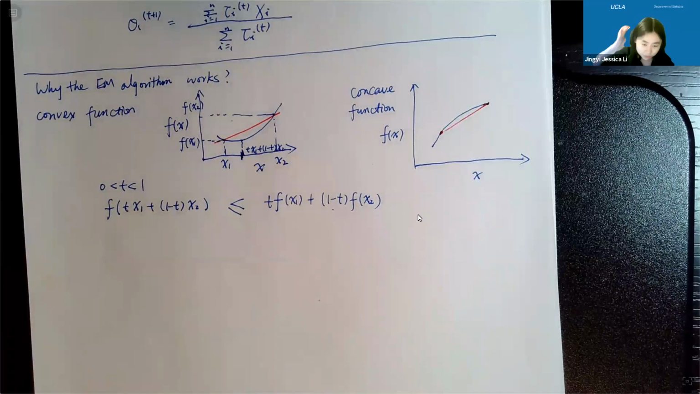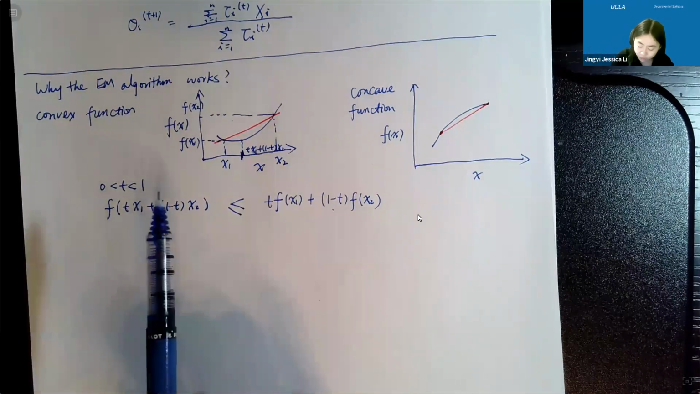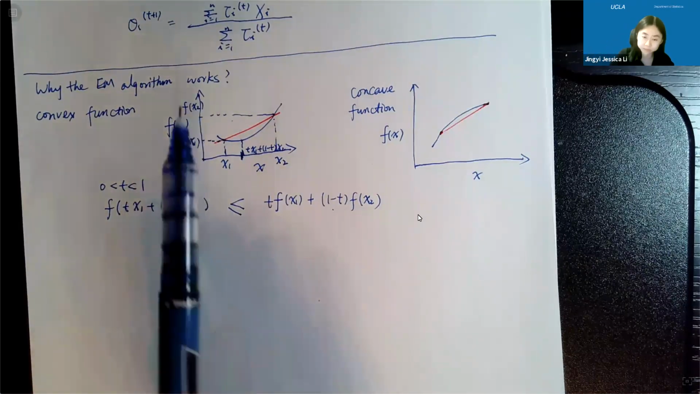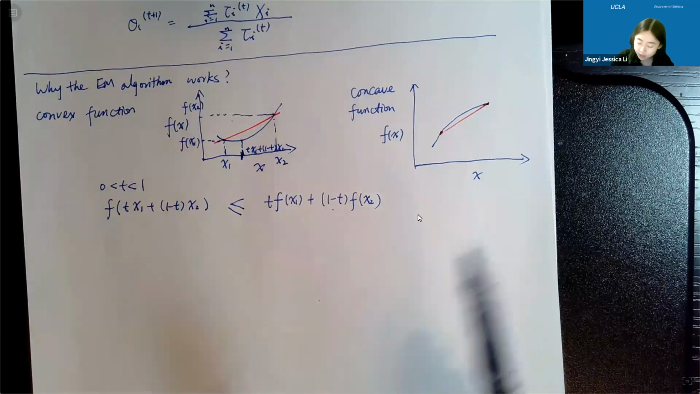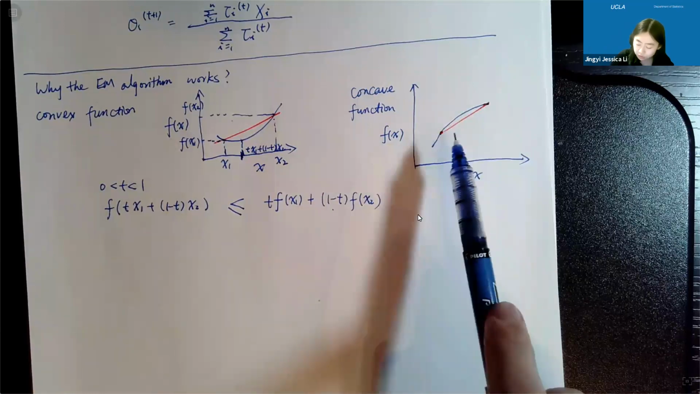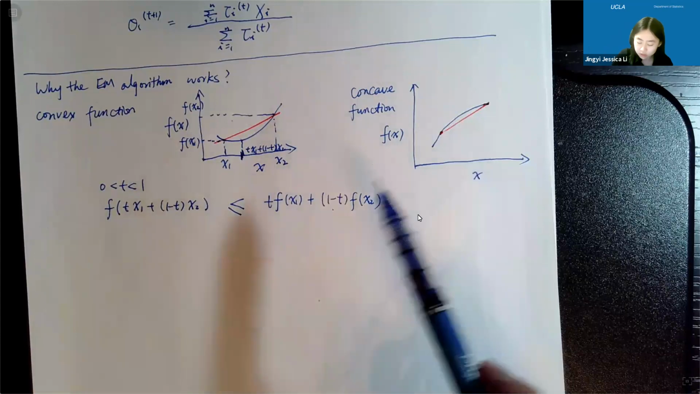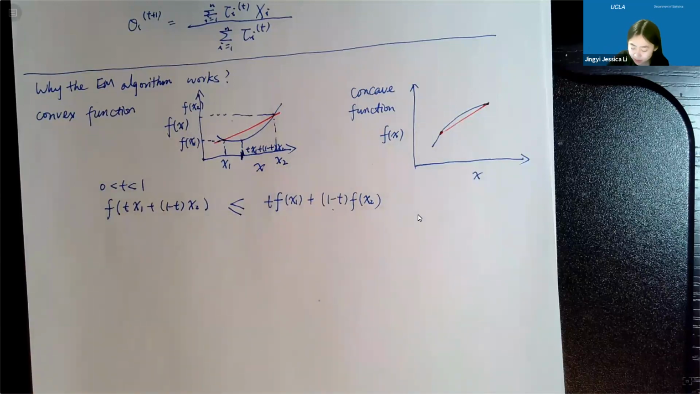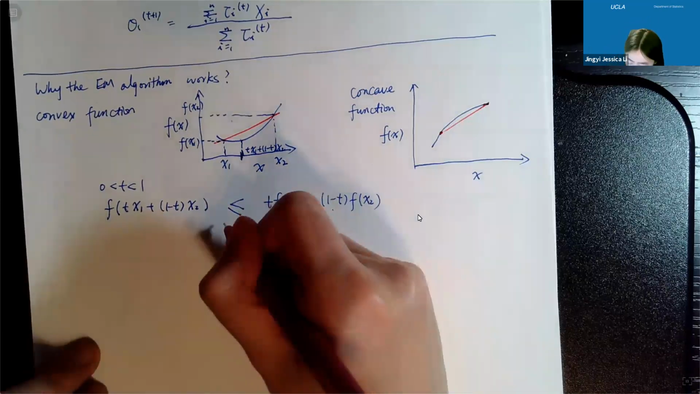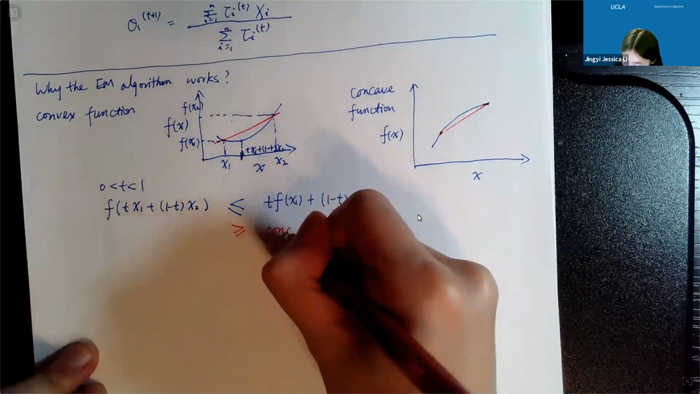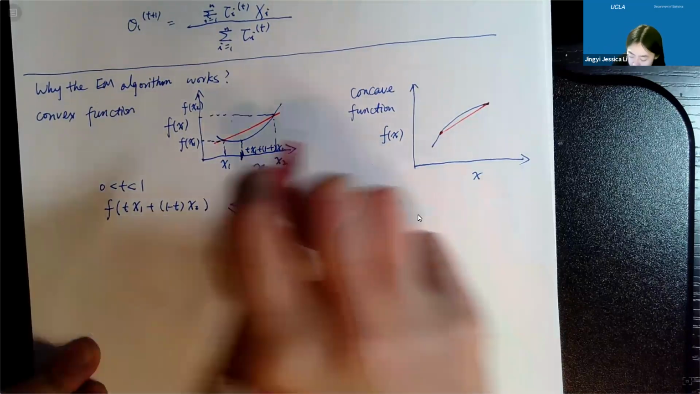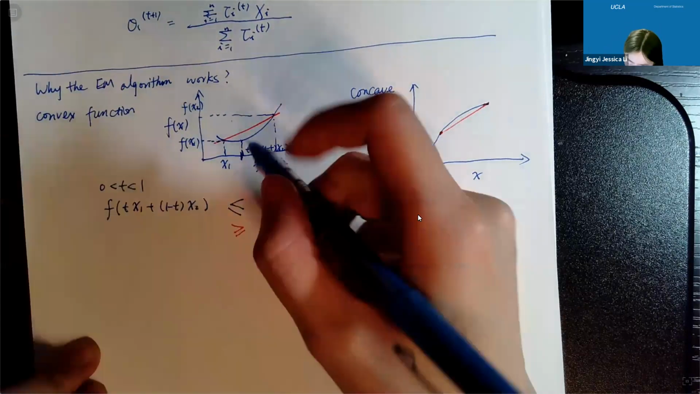So this is a very important property for the convex function. And for the concave function, we are just going to get the sign reversed. So this is for convex. And if it's concave, we will have it here. This is for concave f. And this blue thing is for convex f.